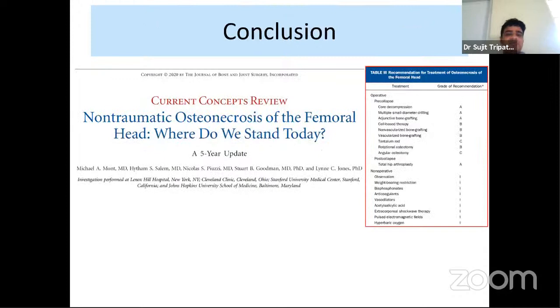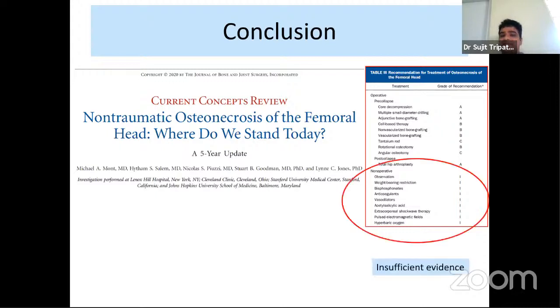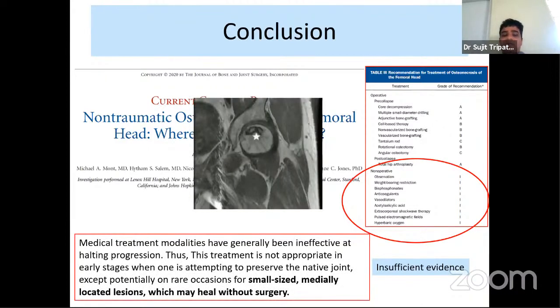But again, coming to the conclusion, if you ask me, I would agree with Michael Mont, who published recently in 2021 the 5-year update on non-traumatic osteonecrosis management. Where do we stand today? I would say all the medical management still holds insufficient evidence to be used in osteonecrosis of the femoral head. And if at all one is inclined to use this, it is probably appropriate for rare occasions where it is a small sized lesion, a medially located lesion, which may heal without surgery. Thank you.